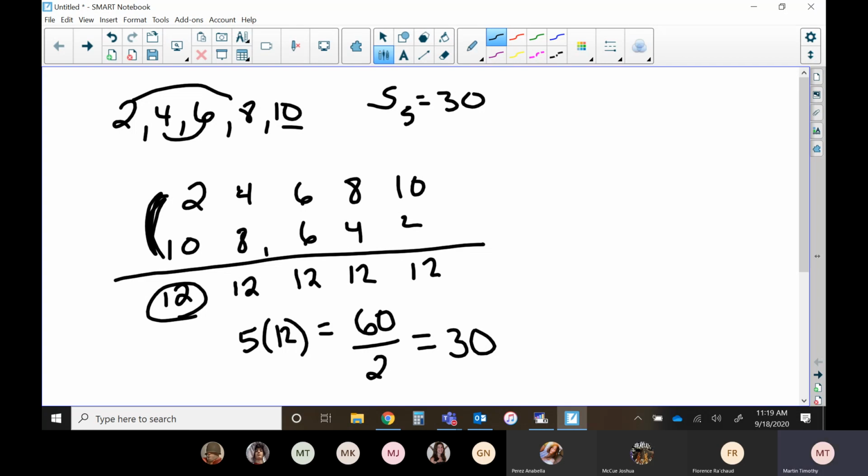That's what we're going to try to come up with. See if we can see a pattern here. I'll do one more and then see if we can see a pattern.